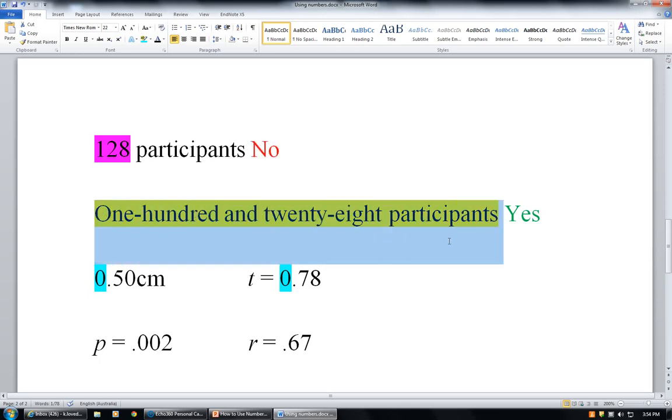Alternatively, what you should do is write it in words: one hundred and twenty-eight participants. Or another way to avoid making this error is just to not start your sentences with any numbers. You could say, "Participants were 128 children," and you'd probably provide a little bit more detail than that. So that's a no-no. Do not put digits at the start of a sentence.